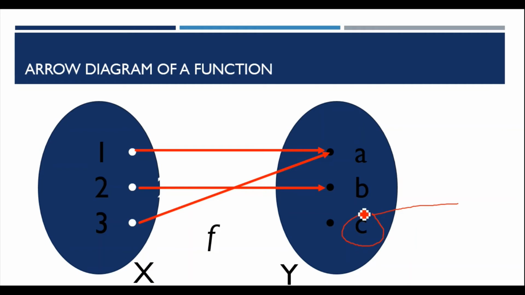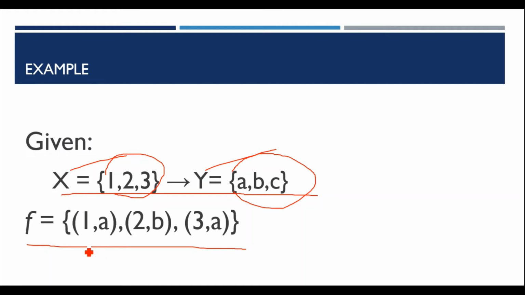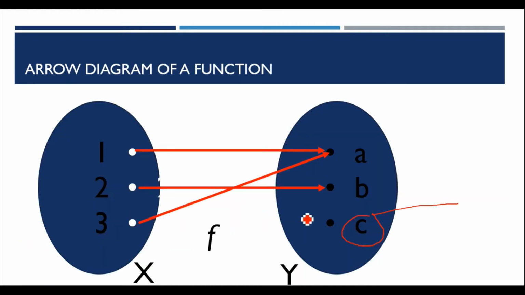So, we were not able to assign for the codomain y of the element C simply because it is not included in the set of the functions. Okay, so that's the reason why letter C or element C was not given an assignment from the X element, I mean from the set X.